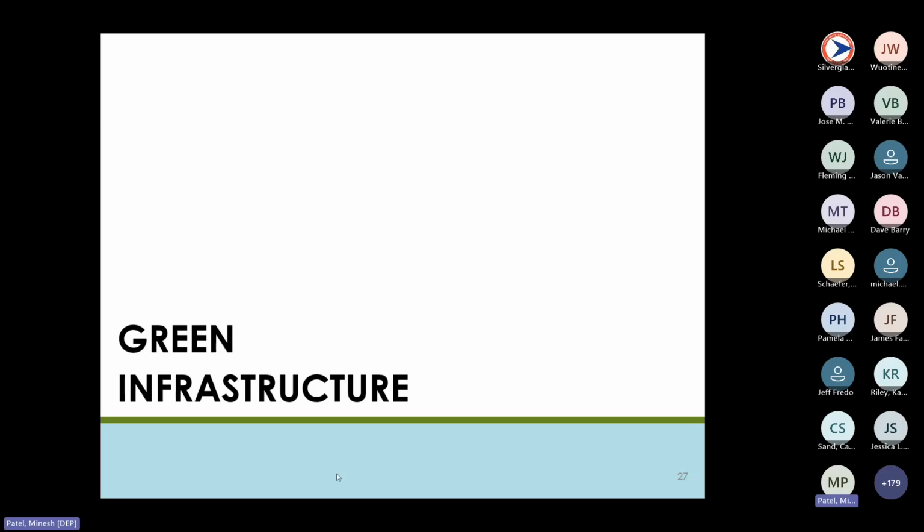All right, so moving on, the next thing the reviewer should be looking at is if the applicant is meeting the design and performance standards using green infrastructure. The rules do require that the design and performance standards are to be met using green infrastructure.